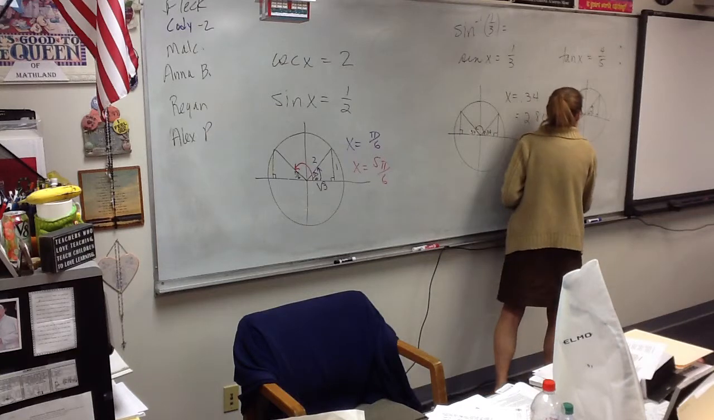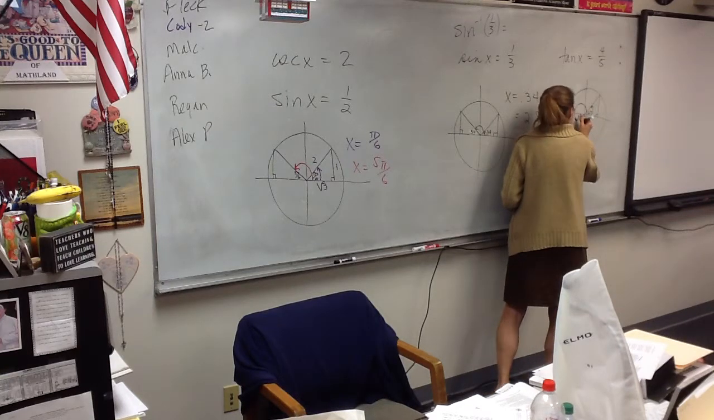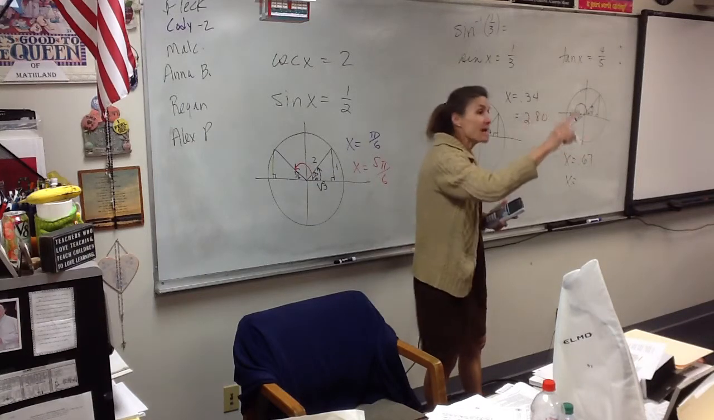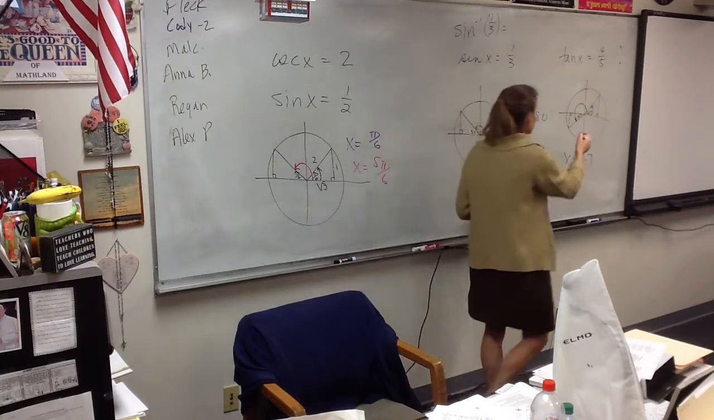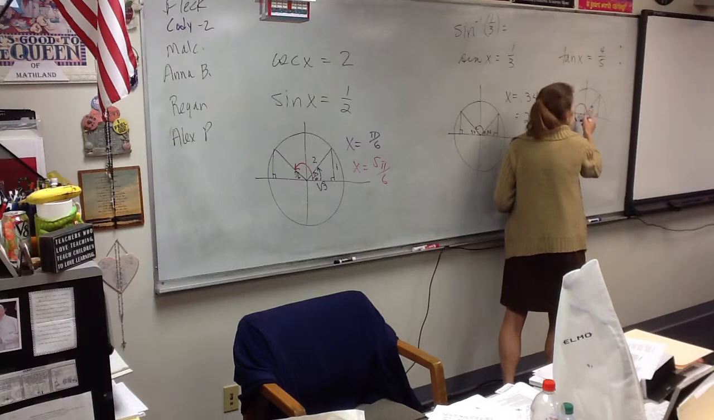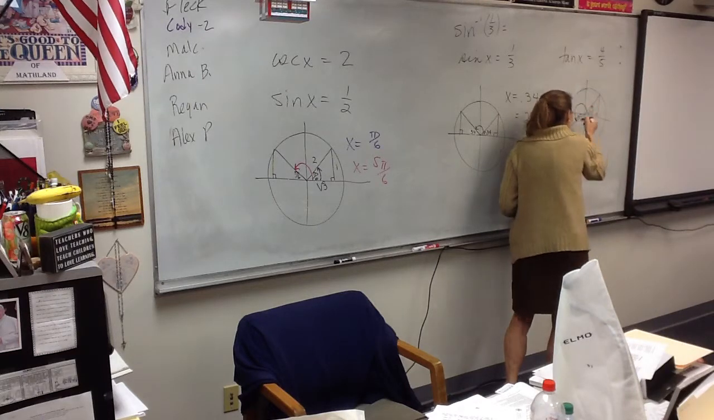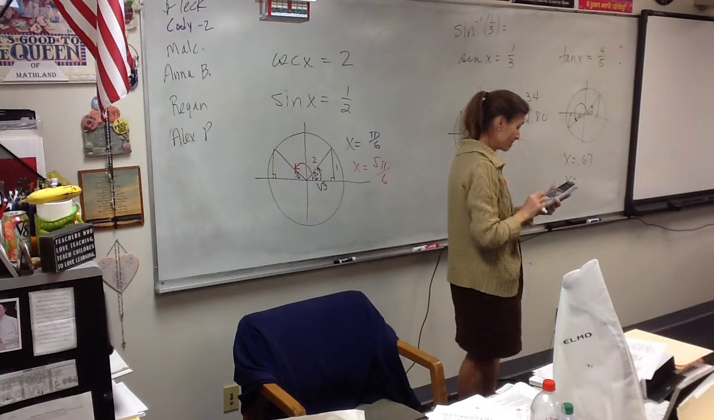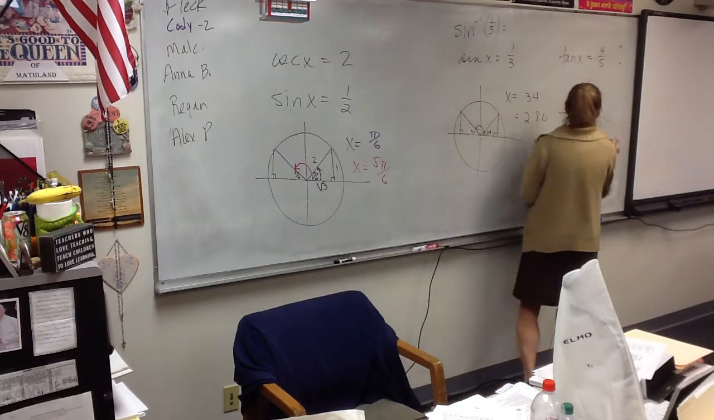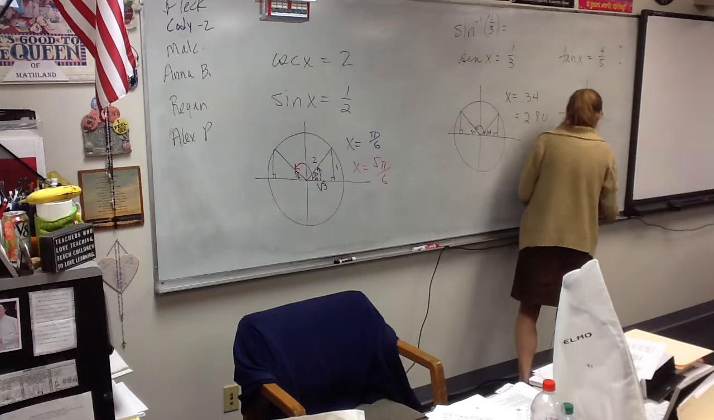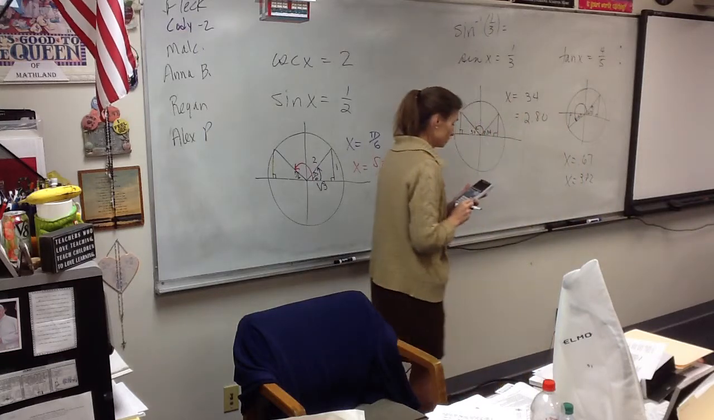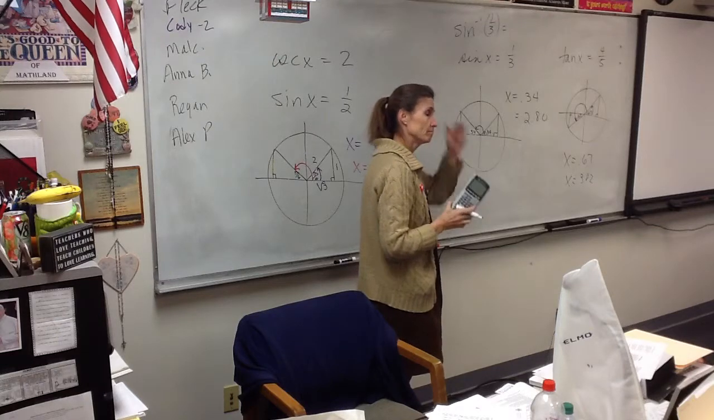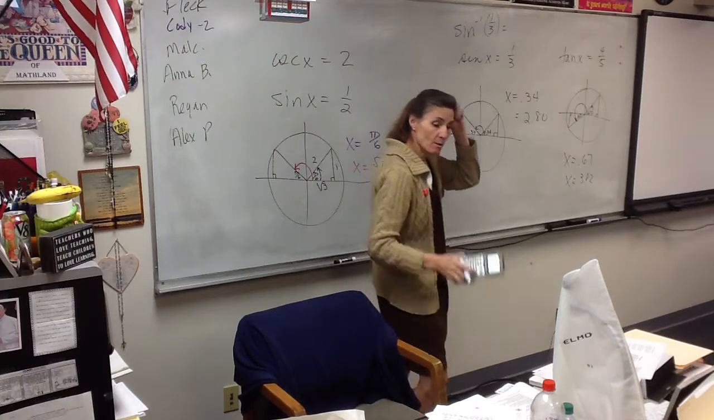How are you going to find this one now? What are you going to do to get that answer? Pi plus 0.67. Exactly. You're going to go 180 plus this angle, pi plus that angle. So plus pi, 3.82. Everybody okay with that?